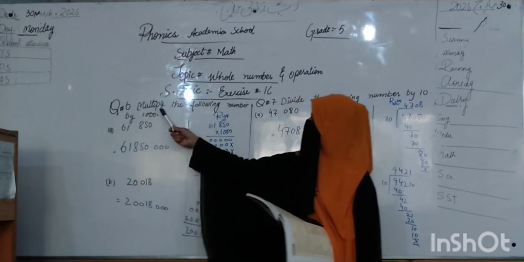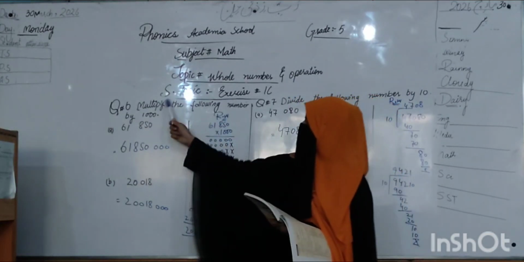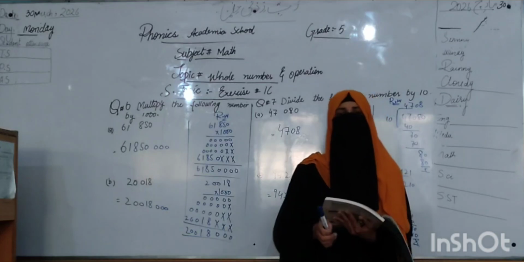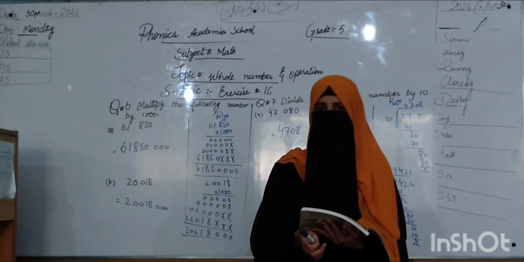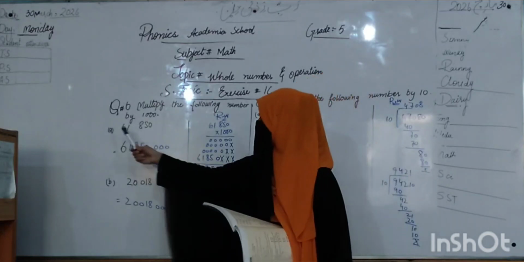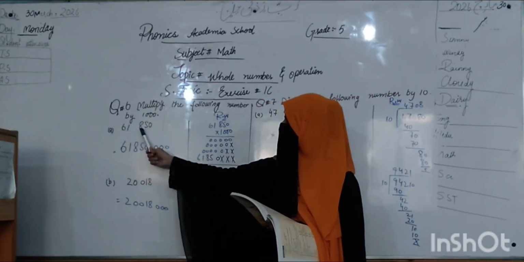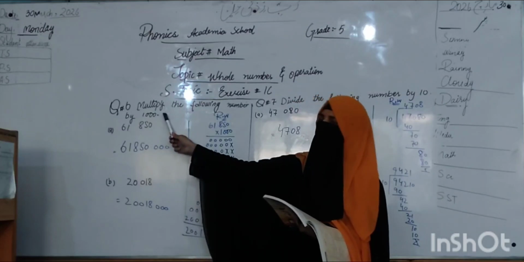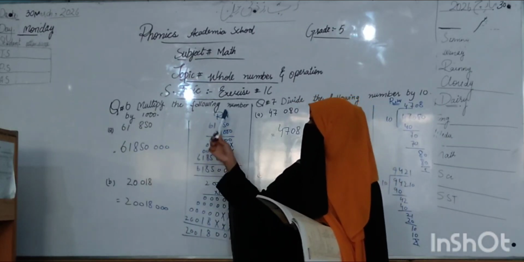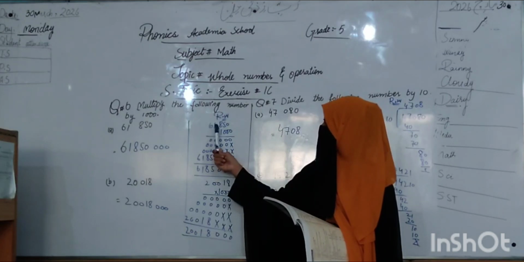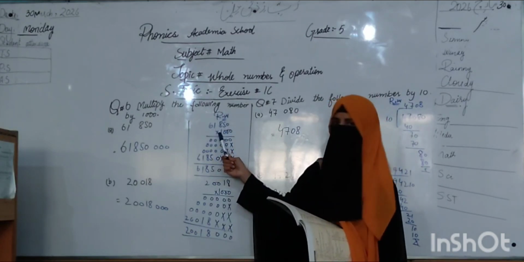Question number 6: multiply the following numbers by 1000. In question number 6, they say that the numbers given below, you have to multiply by 1000. So question A is 61,850. In the statement they say multiply by 1000, so we have to do a multiplication of this number by 1000. So according to this, 61,850 multiplied by 1000.